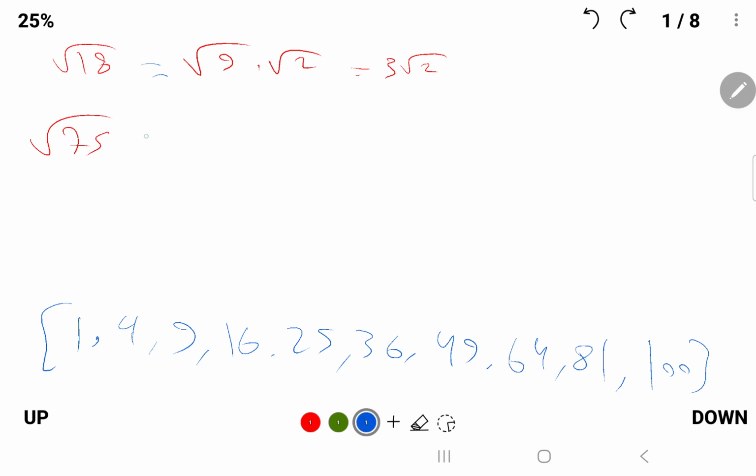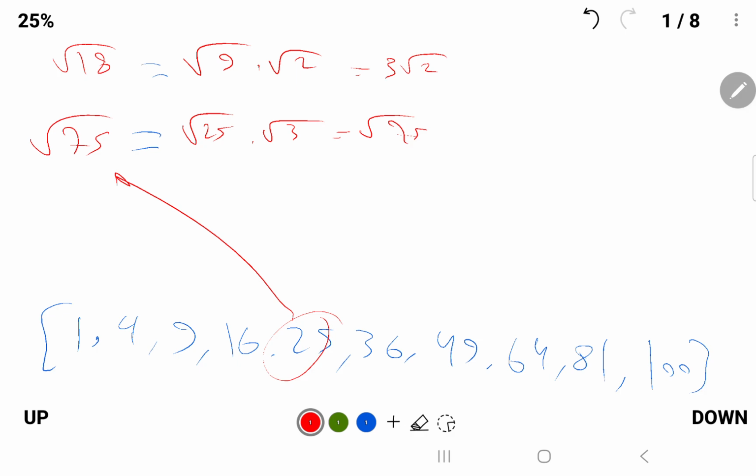Now also here we have square root 75. 25 goes into 75 3 times. So we can write square root 75 as square root 25 times square root 3, and square root 25 is equal to 5, so we get 5 times square root 3. So the final answer is 5 square root 3.